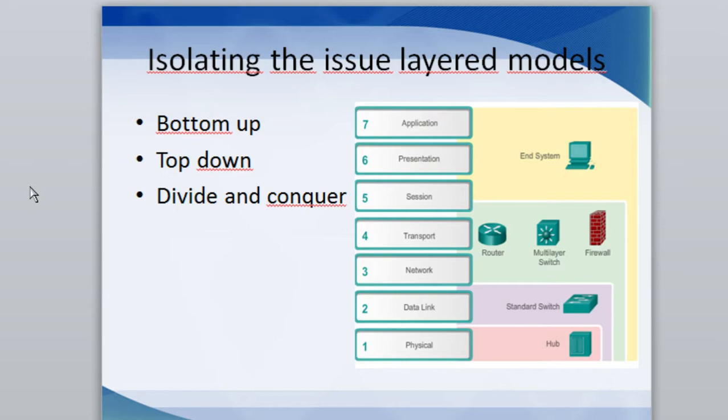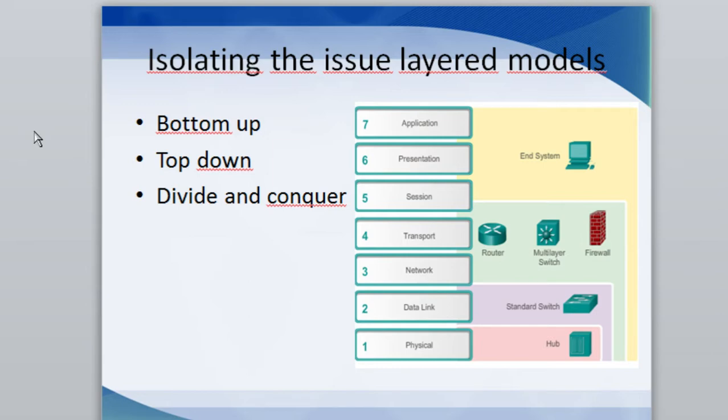We have the bottom-up model. What does this mean? It means that we start troubleshooting from the physical layer. If there's nothing wrong, then we go up to the data link layer. And if nothing's wrong, then we go to the network layer, and so on until we find the issue. The top-down approach is the same as the bottom-up model, but in the inverse way. We start with the application layer, then if there's nothing wrong, we go to the presentation layer, and so on until we find the issue that is happening.